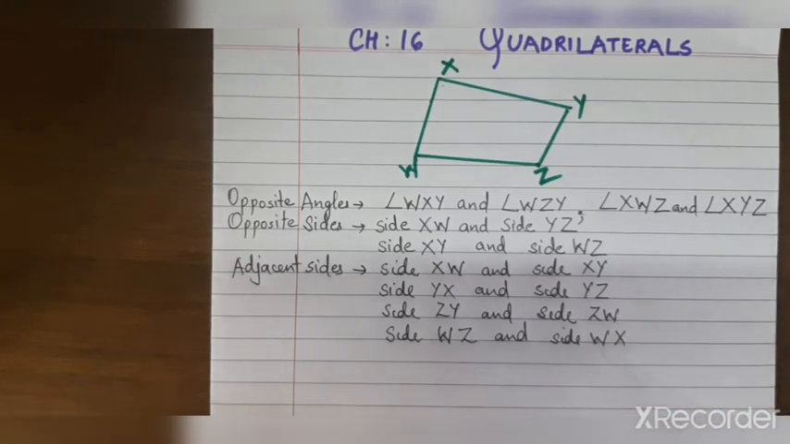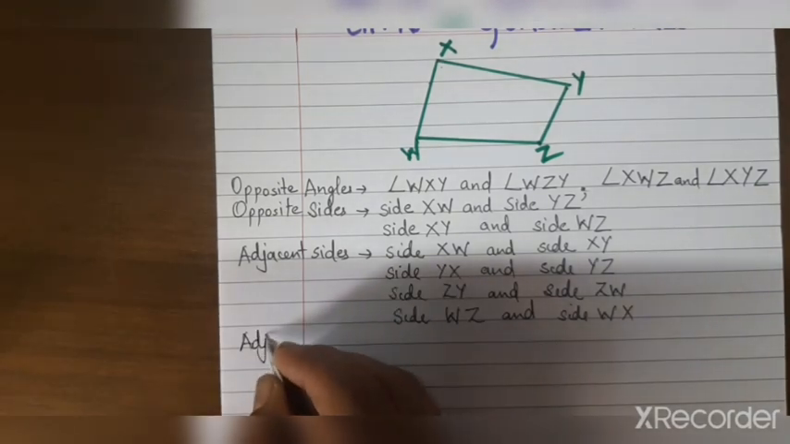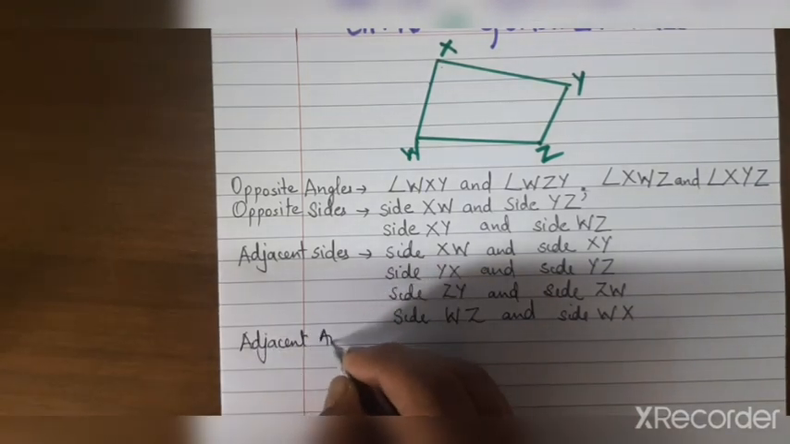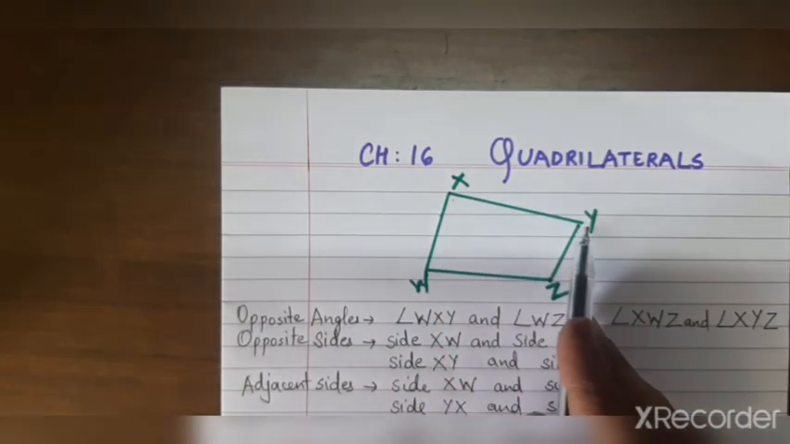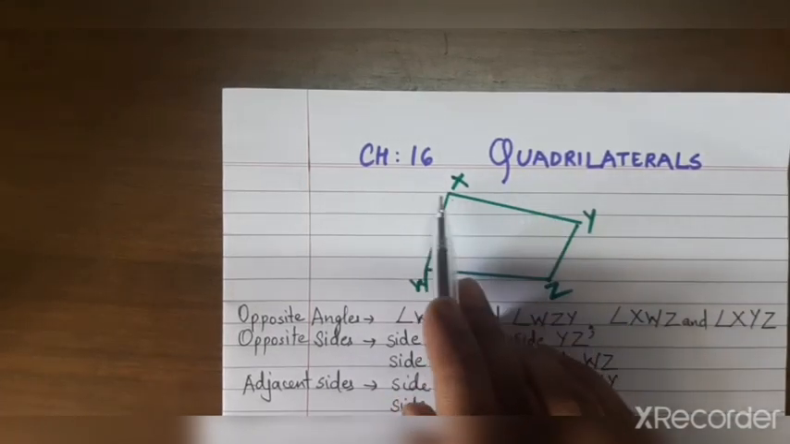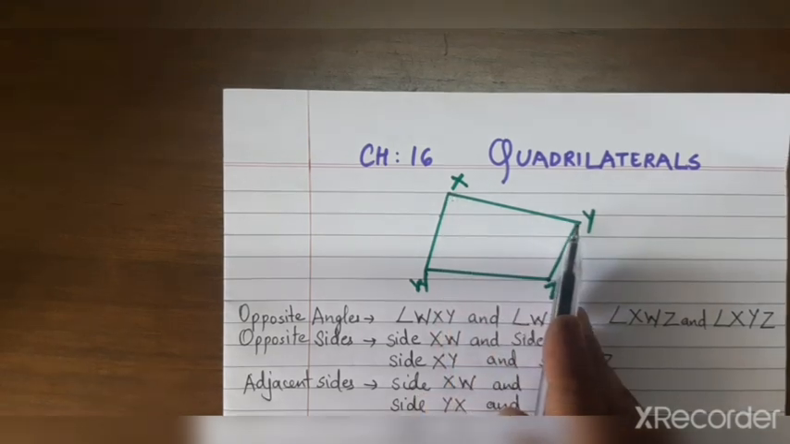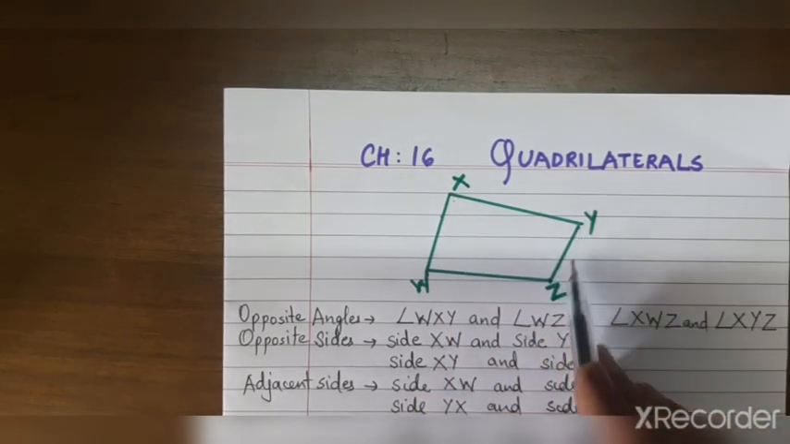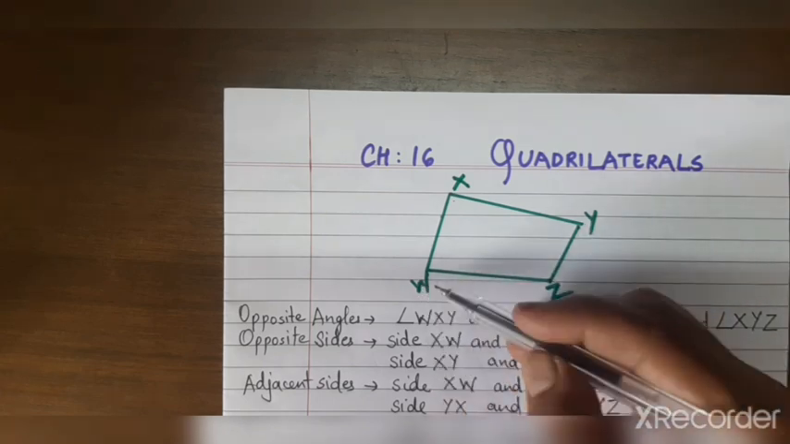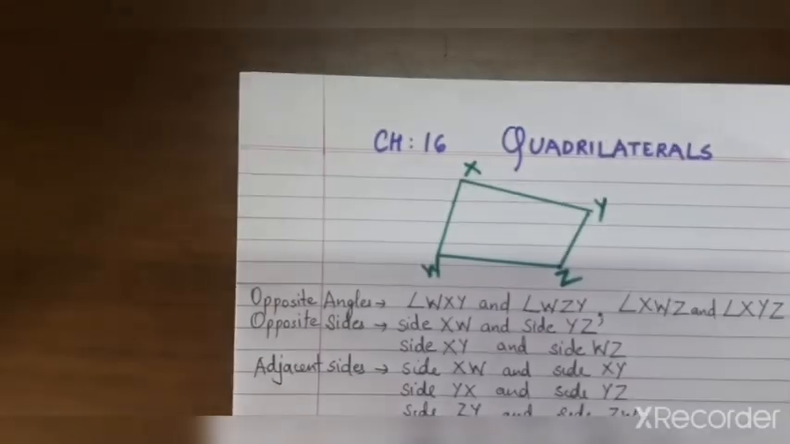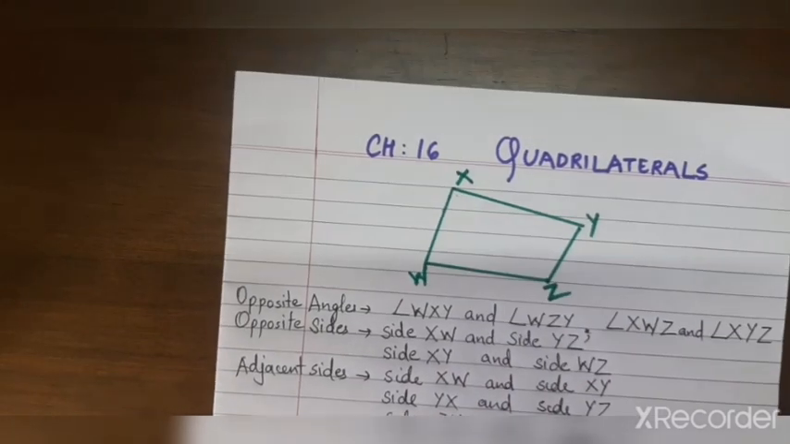Now adjacent angles. The fourth one is the pair of adjacent angles. Again, 4 are there. This angle and this angle have a common arm in between, no? So if I am talking about this angle, adjacent is Y. Angles X and Y are adjacent angles, angles Y and Z are adjacent, angle Z and angle W are adjacent angles, and angle W and angle X are adjacent angles. So we'll name with 3 letters. You should know how to name with 3 letters. Okay, don't make a mistake.